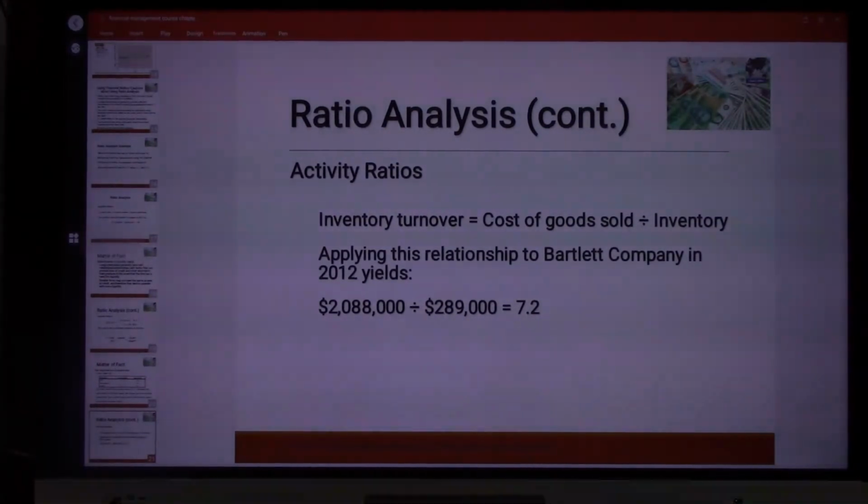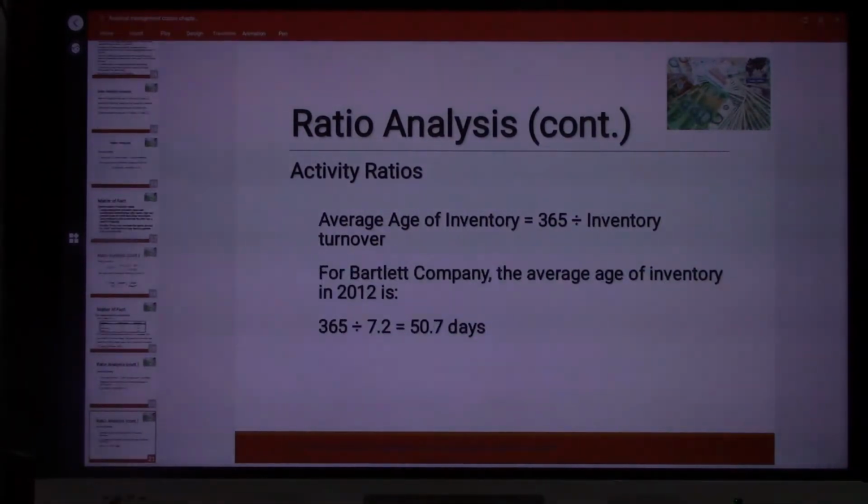At the same point, this number itself is nothing, but as I told you before, it should be compared with the competitors and must be compared with the industry average. For this previous ratio, which is the inventory turnover, we could also have a good interest if we convert it from times to actual days.